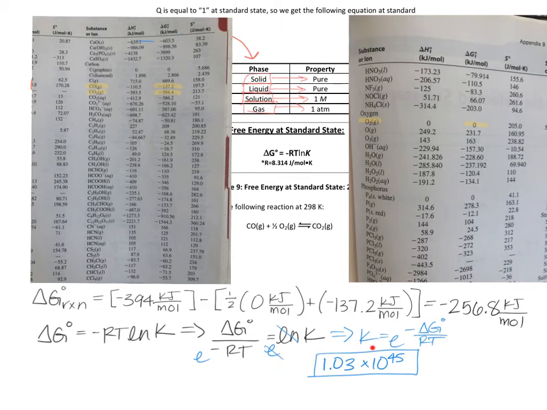So I end up with K is equal to e to the negative delta G naught over RT. Remember that your delta G value is negative already, so the two negatives cancel, and that this R value is 8.314 joules per mole Kelvin. Because your delta G value above is in kilojoules per mole, one of the units needs to be converted so that those two units can cancel to give you a unitless answer for K.